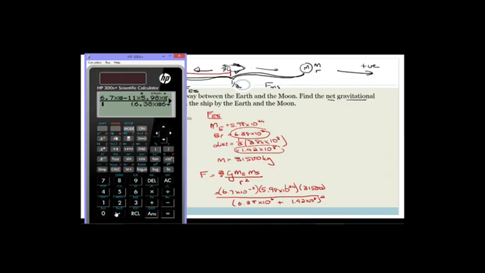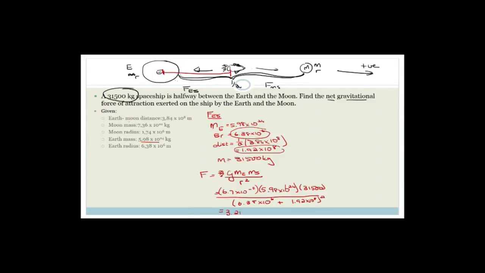So it becomes 1.92 exponent 8. Close the bracket. Square it. Move over. And equals. There we go. So it's 3.21 times 10 to the 2. And that is towards the Earth, so it's going to be left. Okay, that is what the spacecraft is experiencing due to the Earth.